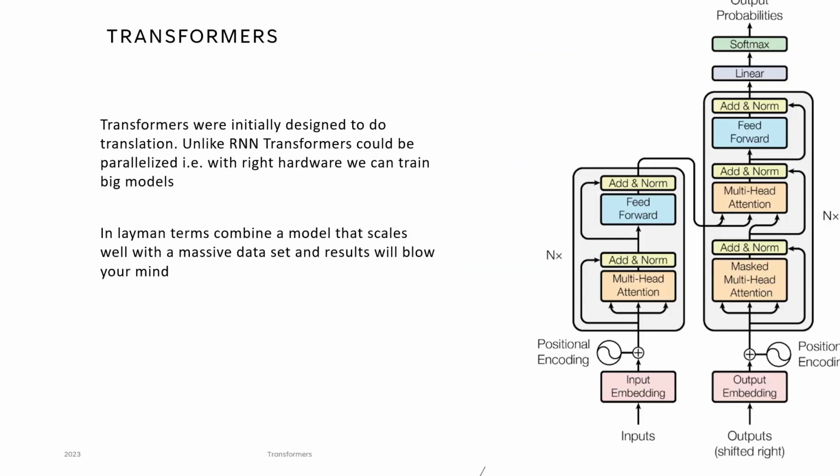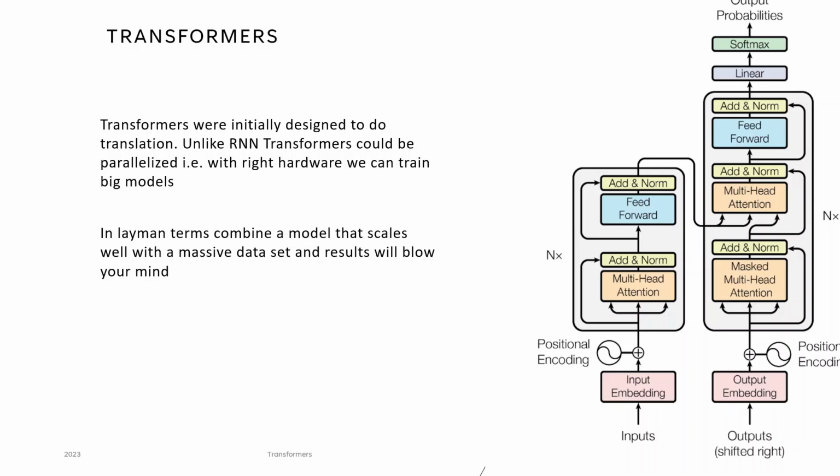Now let's come back to transformers. Transformers were initially created by Google with a Canadian university, if I remember right. The initial purpose for which it was designed was translation. Unlike RNNs, transformers could be parallelized. That is, if you use the right hardware like a GPU, you can train pretty large models in a finite time, which RNNs could not have been trained in.